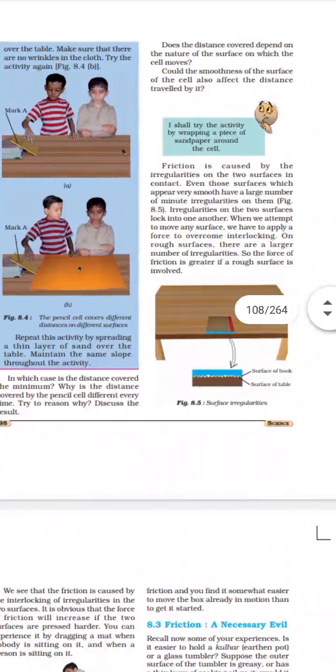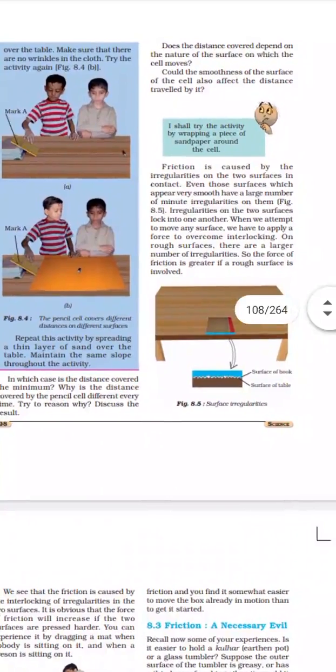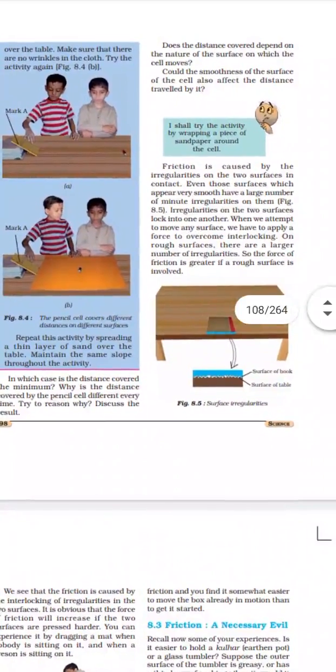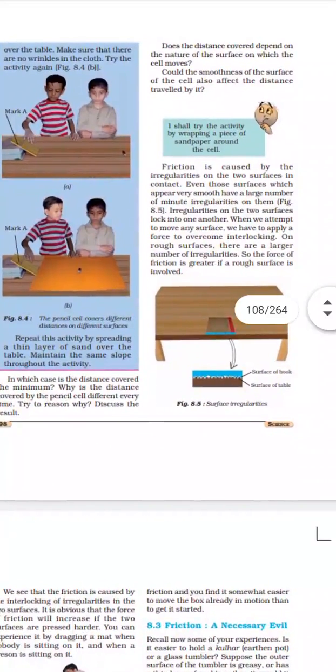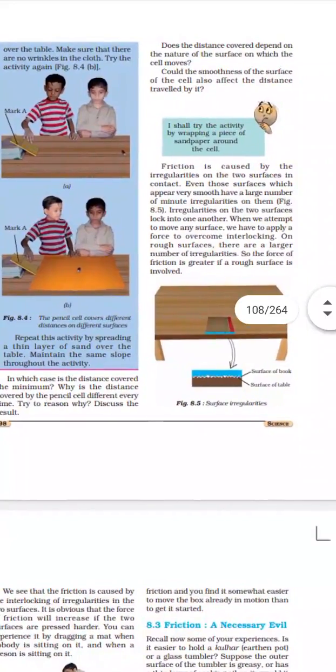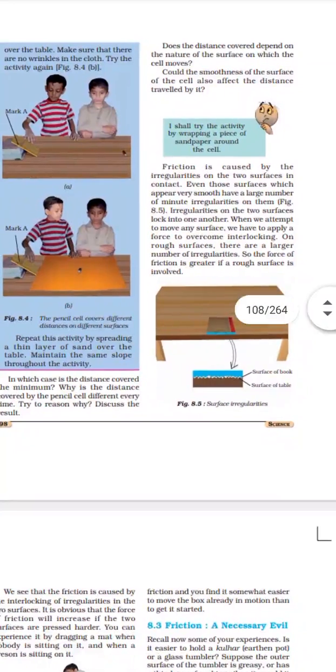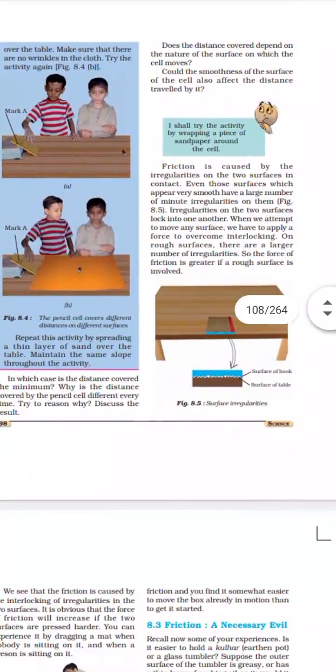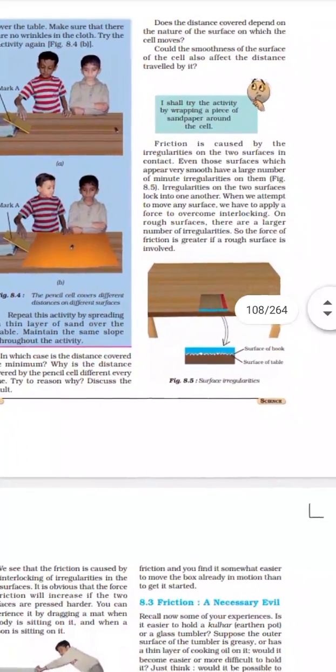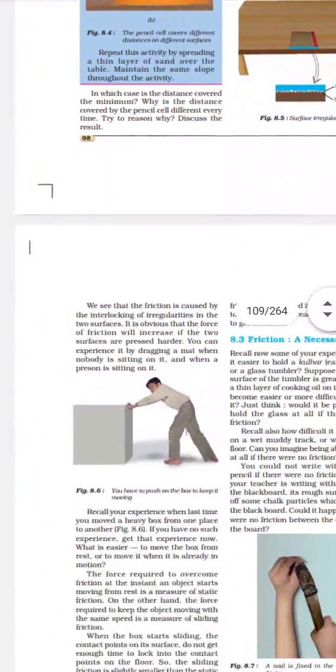Friction is caused by irregularities on the two surfaces in contact. Even those surfaces which appear very smooth have a large number of minute irregularities in them. Irregularities on the two surfaces lock into one another. When we attempt to move any surface, we have to apply a force to overcome interlocking. On rough surfaces, there are a large number of irregularities, so the force of friction is greater if a rough surface is involved.